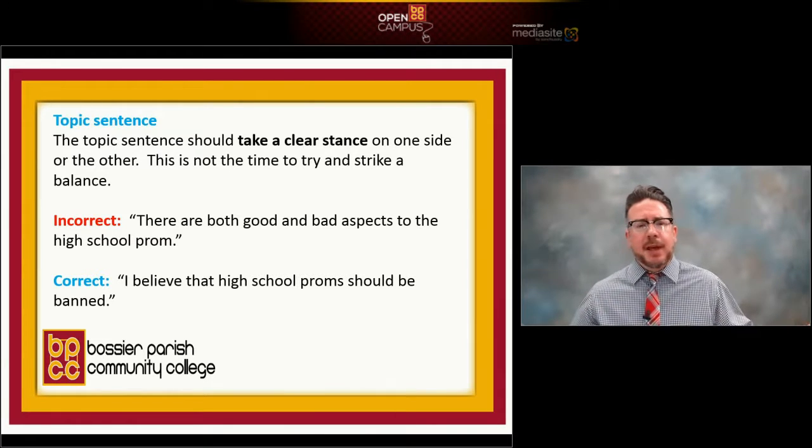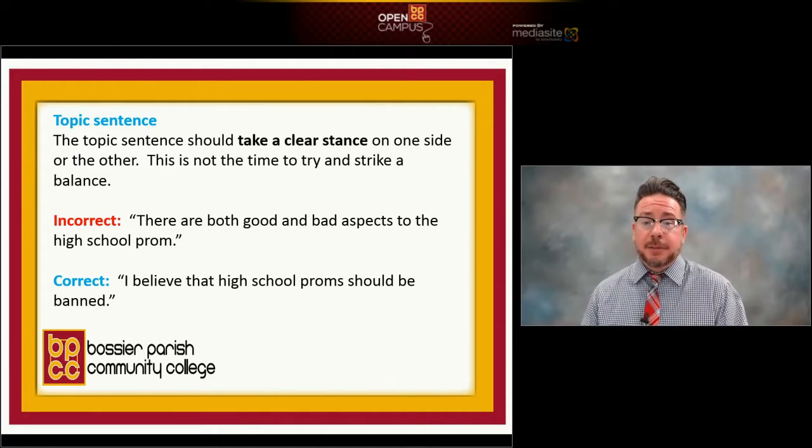This is not the time to be fair. Sometimes we have just gotten it trained into us that we're always supposed to look at both sides. We're supposed to be fair. Well, in an argument, it's your job to take one side and argue just that one side. For example, this is an incorrect topic sentence: There are both good and bad aspects to the high school prom. Well, that may be true. It probably is true, but that's not an argument.